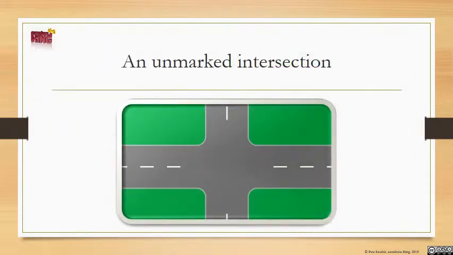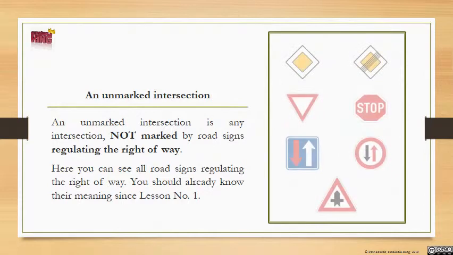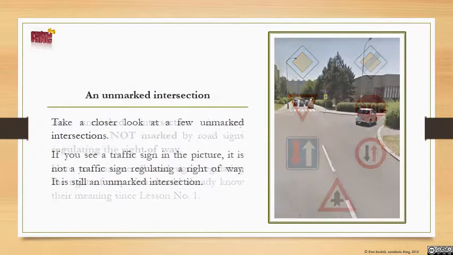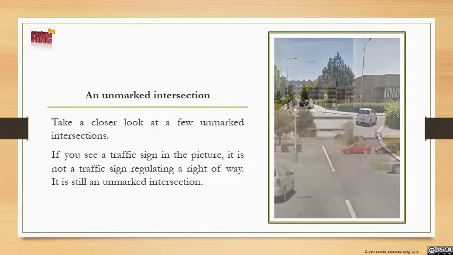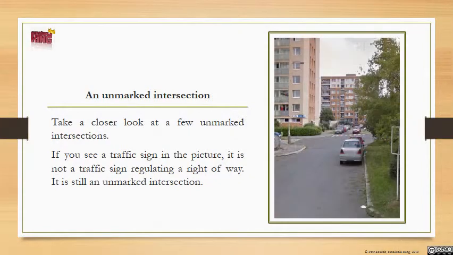An unmarked intersection. An unmarked intersection is any intersection not marked by road signs regulating the right-of-way. Here you can see all road signs regulating the right-of-way. You should already know their meaning since lesson number 1. Take a closer look at a few unmarked intersections. If you see a traffic sign in the picture, it is not a traffic sign regulating a right-of-way. It is still an unmarked intersection.